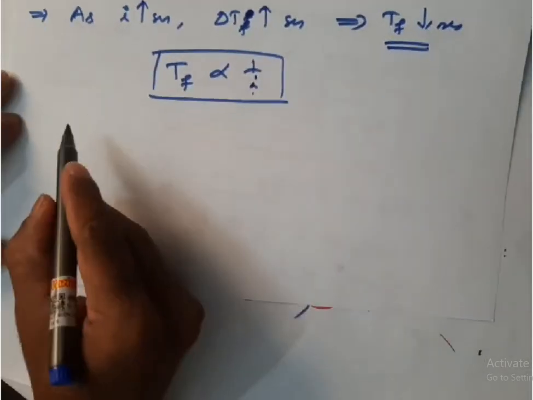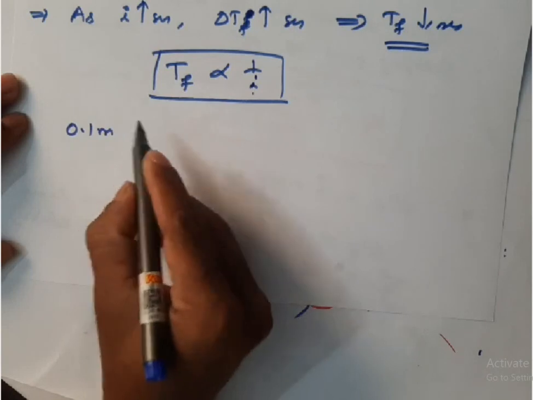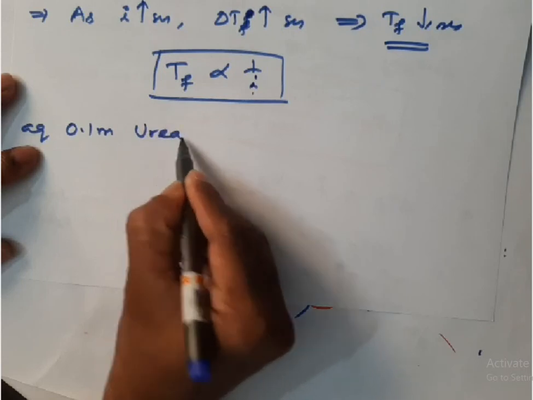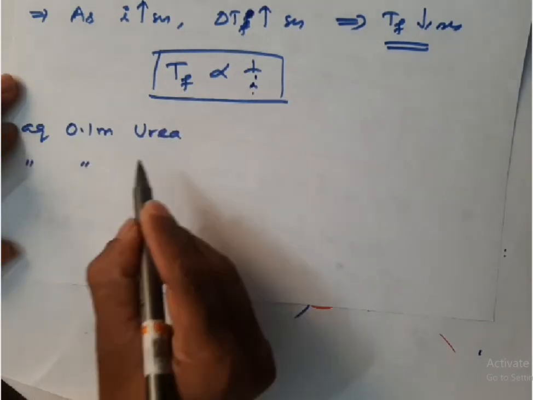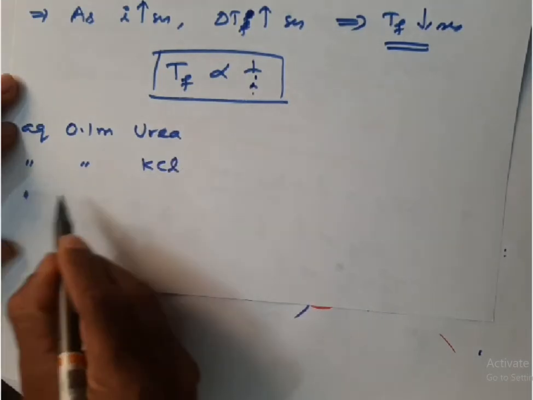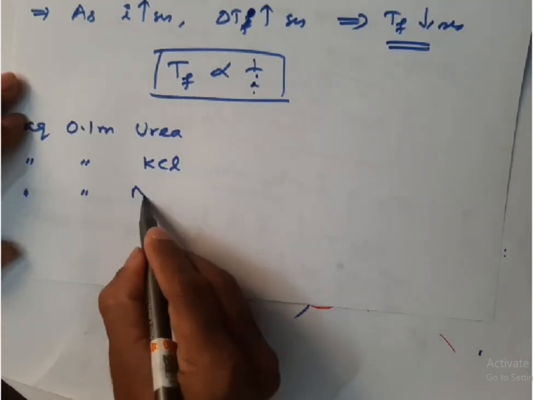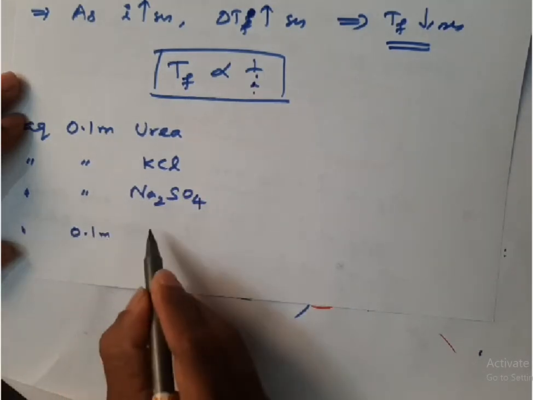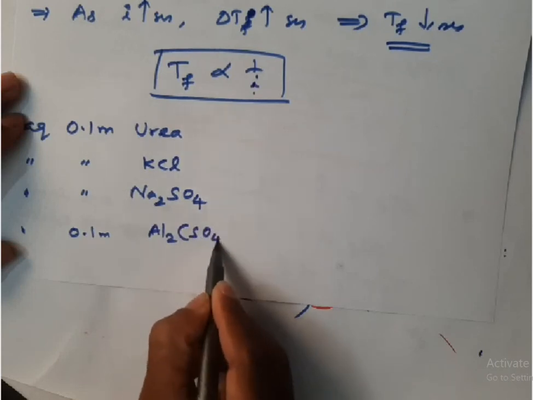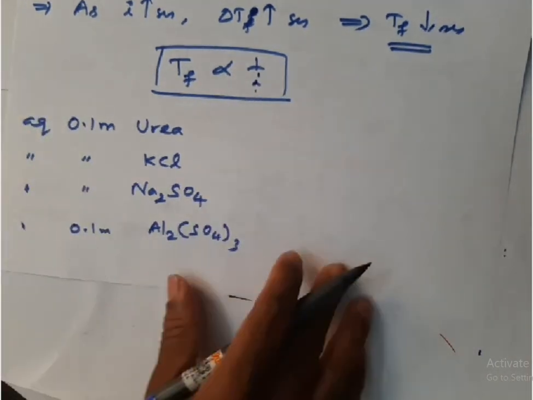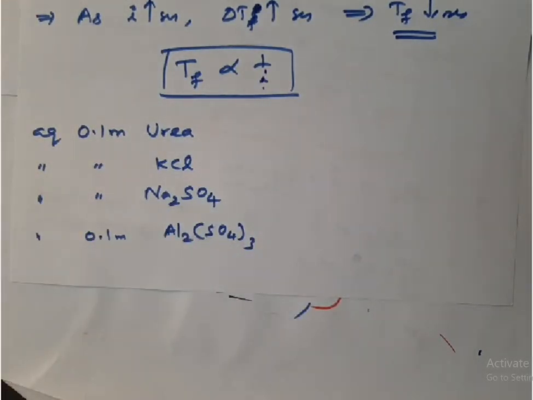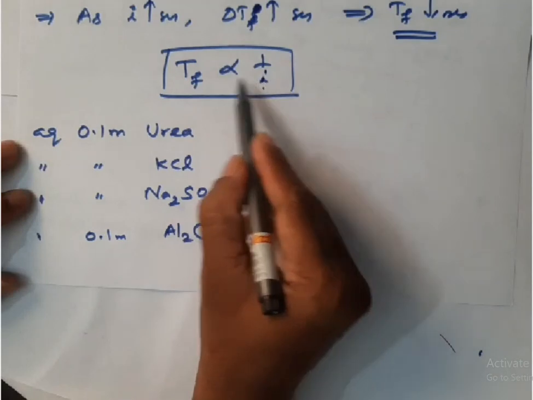Say for example, I will give a few solutions. See, 0.1 molal aqueous solution of urea, 0.1 molal aqueous solution of potassium chloride, 0.1 molal aqueous solution of sodium sulfate, 0.1 molal aqueous solution of aluminum sulfate, Al2(SO4)3. Which one among the four has the lowest freezing point? As i increases, freezing point will decrease.